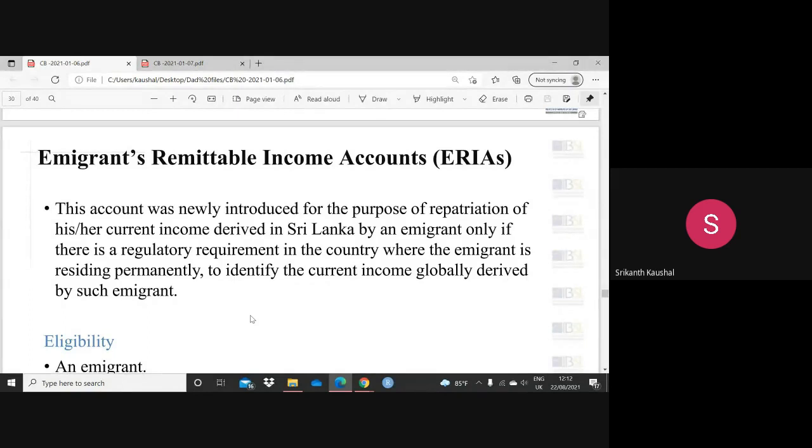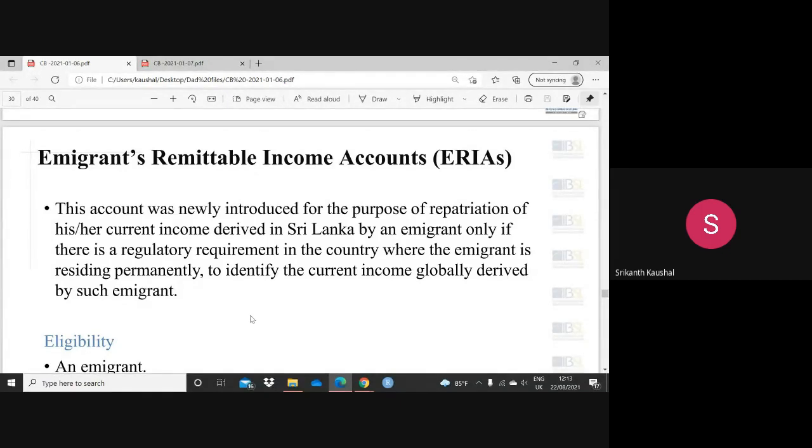When you are bringing your current income, you have to bring it through a separate account. Whatever your assets, you have to bring them through a separate account. These requirements are not from Sri Lanka. It is the immigrants' country. That is why they opened an account called the immigrants remittable income account. That means, in order to remit his income, the immigrant has to use this account. That is only where the country requires it.